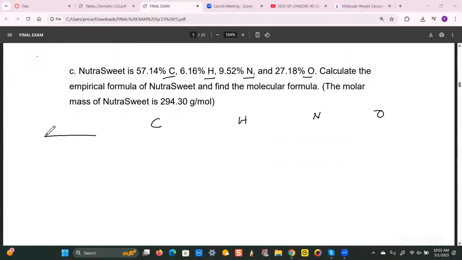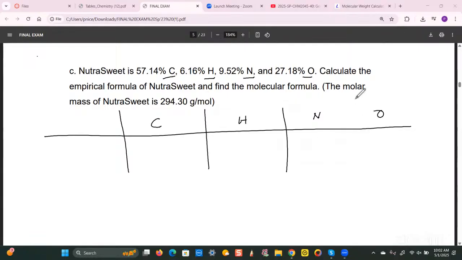So the first line, as I said before, we just assume 100 grams. So what that means is that the mass of the carbon is 57.14 grams. The hydrogen is 6.16 grams. The nitrogen is 9.52 grams. And the oxygen is 27.18 grams. All right. So what's the next step? Tell me.